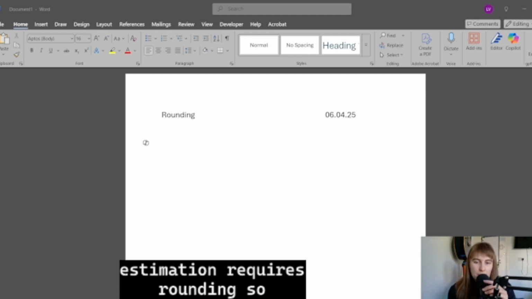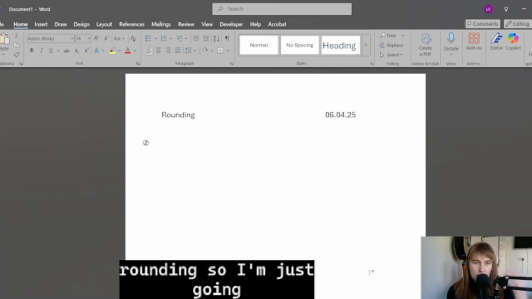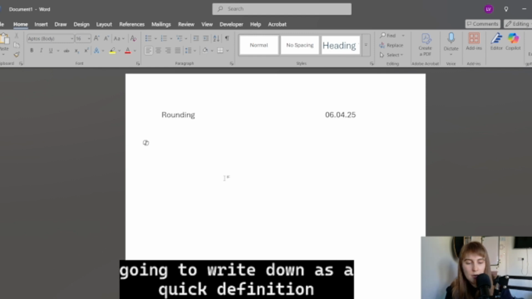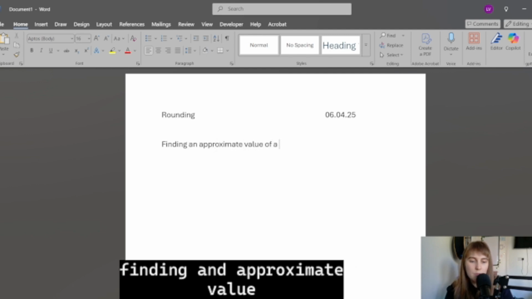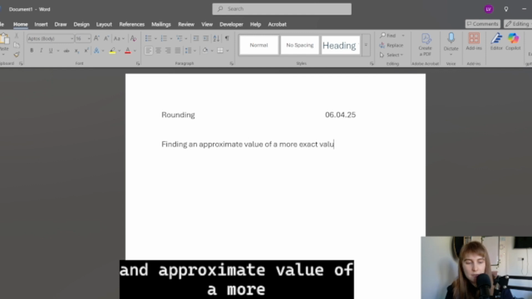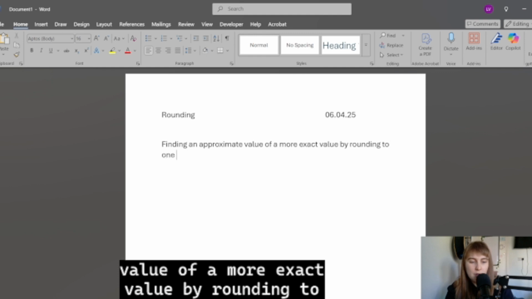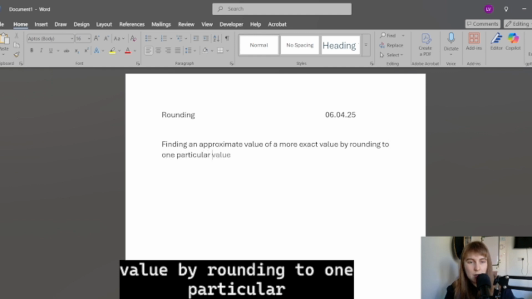So I'm just going to write down, as a quick definition: finding an approximate value of a more exact value by rounding to one particular place value.